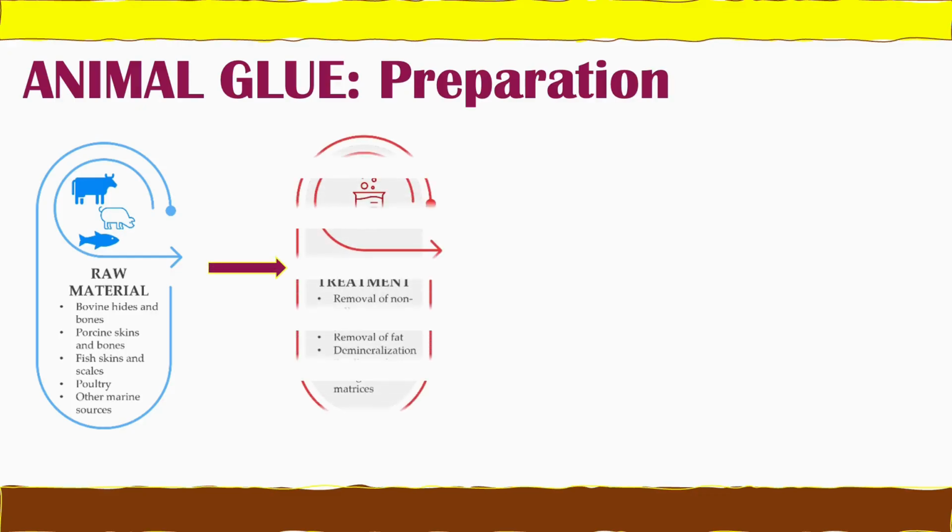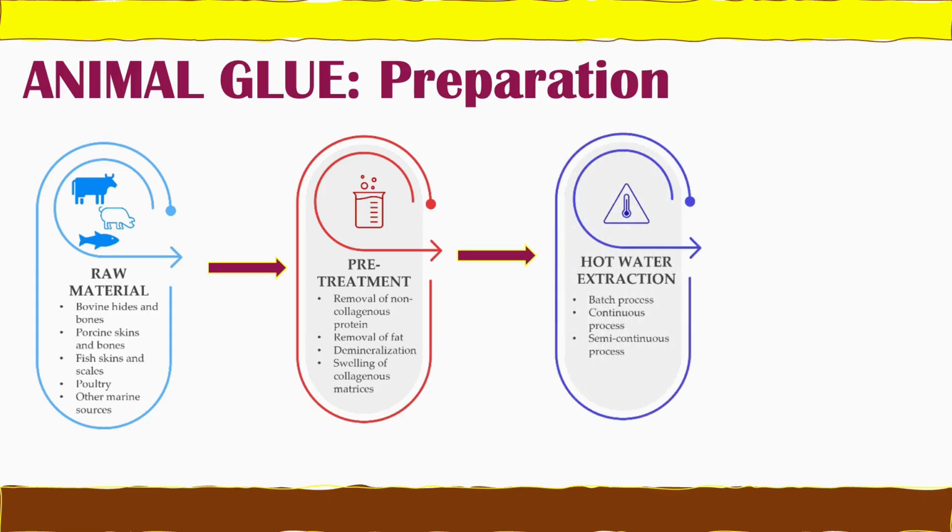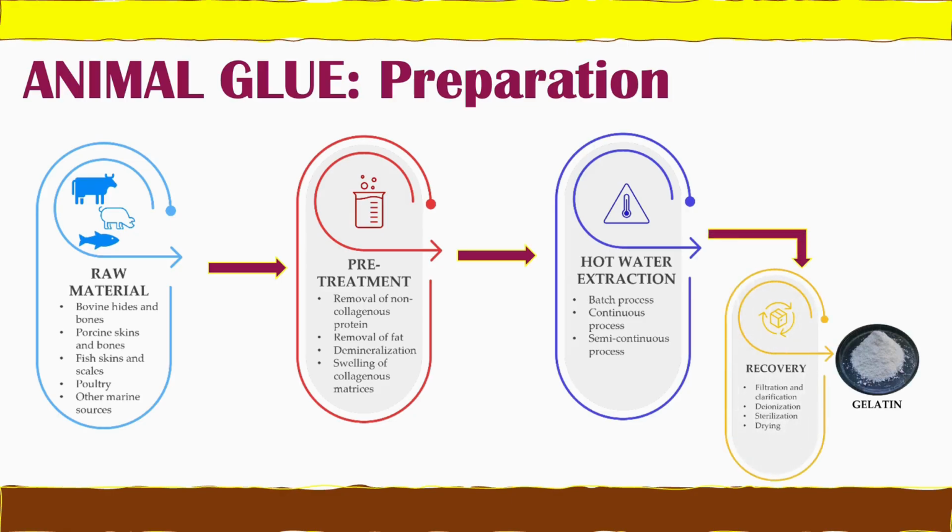The second step is the pre-treatment of the procured raw materials: removal of fat, demineralization, and swelling of the collagenous matrices. All these are part of the pre-treatment process. The third step involves hot water extraction, wherein a batch process, a continuous process, or rather a semi-continuous process is followed. The last step is the recovery of the glue through filtration, centrifugation, desalinization, sterilization, and finally drying to get the gelatin, which is the animal glue. So these are the four major milestones in the preparation of the animal glue.